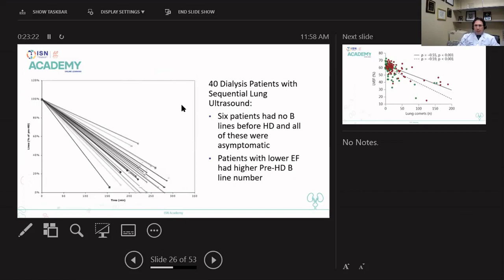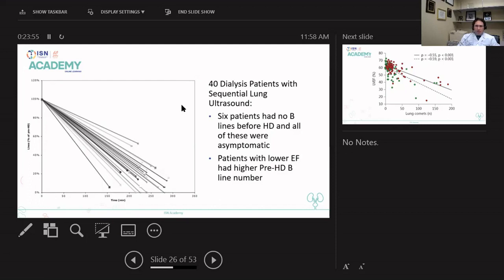So let's talk about the literature. This was a very important study done by Dr. Vicky Noble, and this was a study of 40 dialysis patients who were in the inpatient setting who had sequential lung ultrasound performed. And what it showed was that B lines were reduced in all instances.